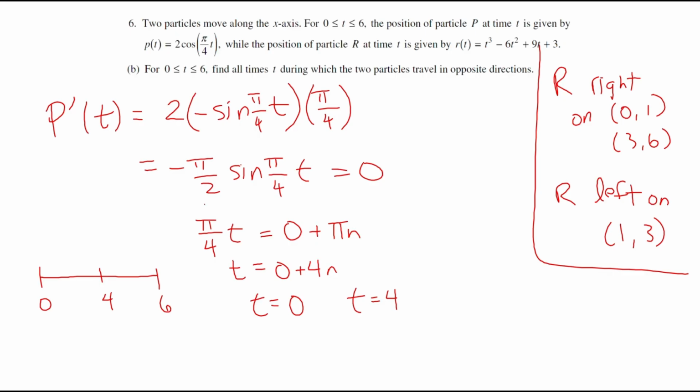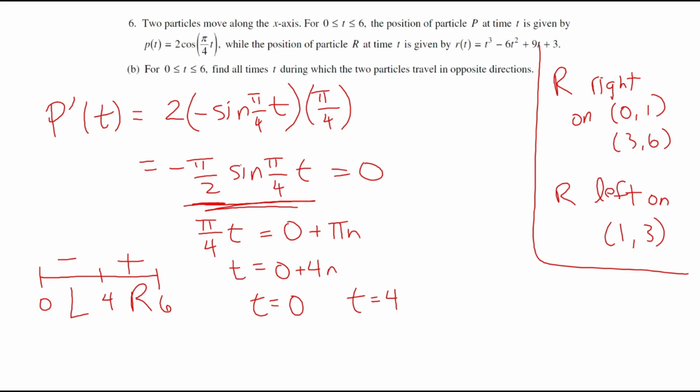If I plug in 2 to my derivative, I get the sine of pi over 2, which we know is positive, but then we multiply it by a negative pi over 2, so that becomes negative and we're moving to the left. And if I put in something like 5, we get the sine of 5 pi over 4, which is negative, but then we multiply by another negative, giving us positive, and we're moving to the right.